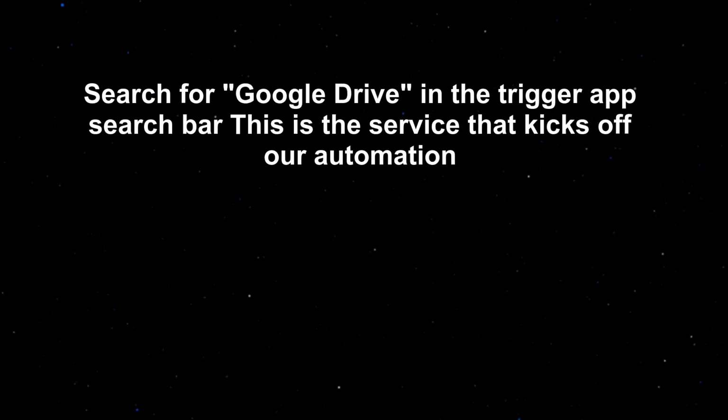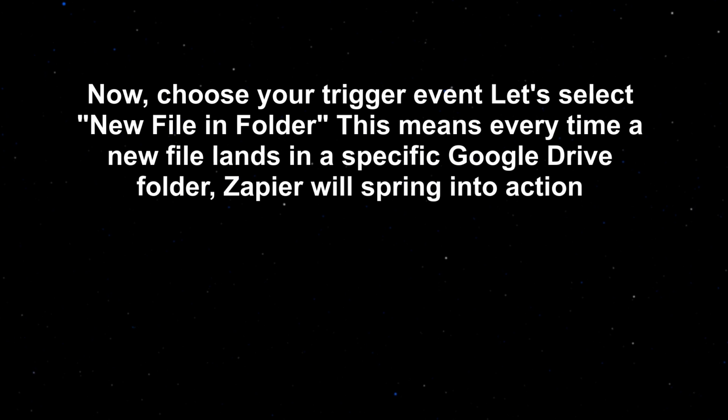Search for Google Drive in the Trigger app search bar. This is the service that kicks off our automation. Now, choose your trigger event. Let's select New File in Folder. This means every time a new file lands in a specific Google Drive folder, Zapier will spring into action.